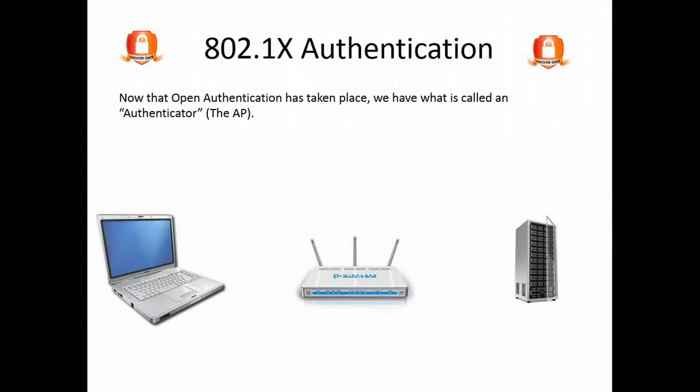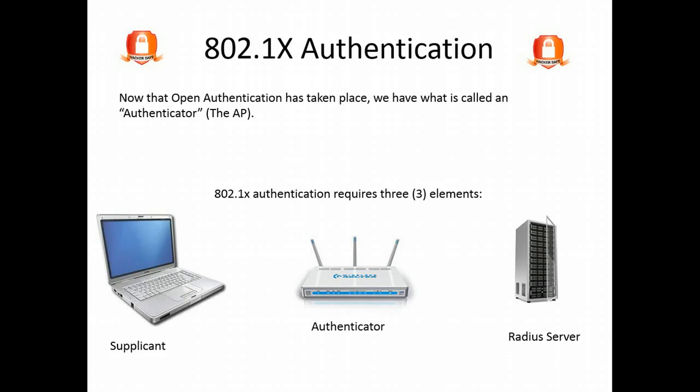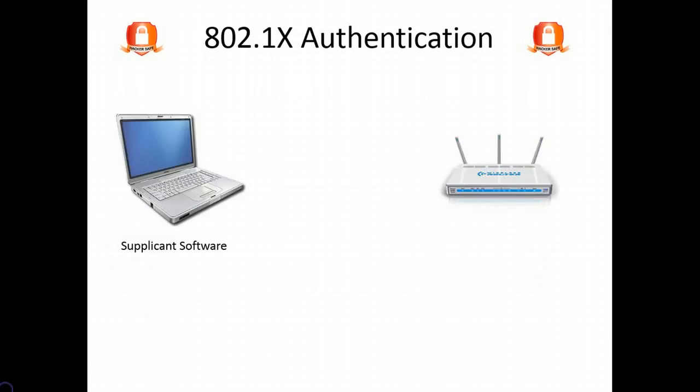I'm going to take you back for a minute to the first frames we had, where those 4 frames were passing between the client and the access point, and we need to realize that we need open system authentication here to take place to put an authenticator into play. Open system authentication is required to get this access point to become an authenticator, and 802.1x has 3 elements: the supplicant, the authenticator, and the RADIUS server.